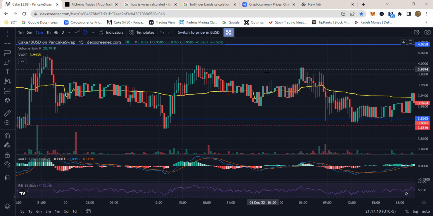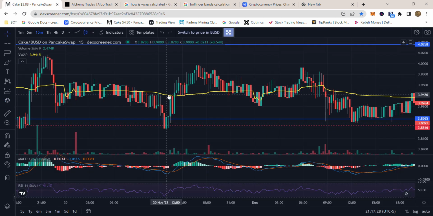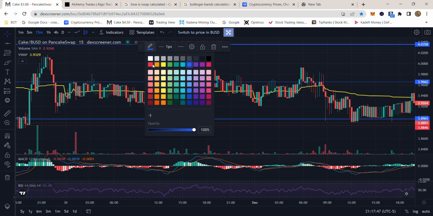So VWAP is a really good tool, and let's look at how VWAP is calculated. Basically, it takes the total dollars traded for every transaction, the price multiplied by the volume, and then divided by the total shares traded. So it's basically volume and price divided by the total volume. So it acts almost like your 50 moving average, but it takes your overall price and divides it by its volume. A lot of traders like to use this because, as you see in a lot of my charts, I'll add a line smack in the middle of my range. And as you remember, I always like to make it red and then dotted.